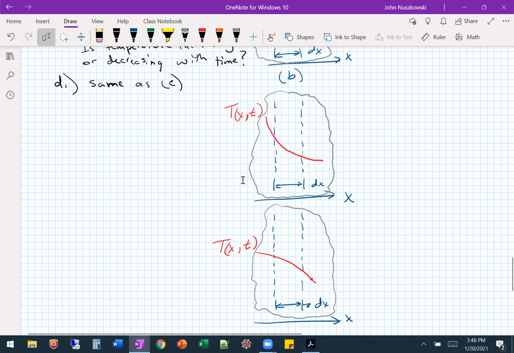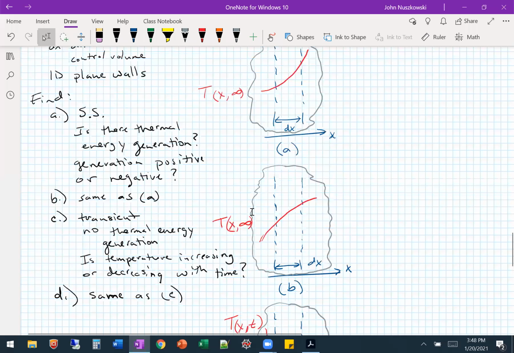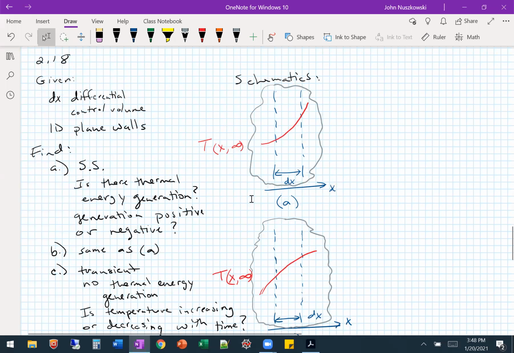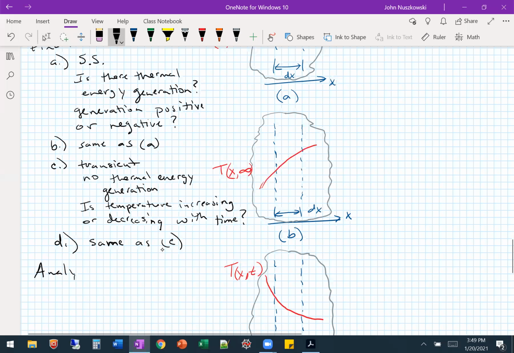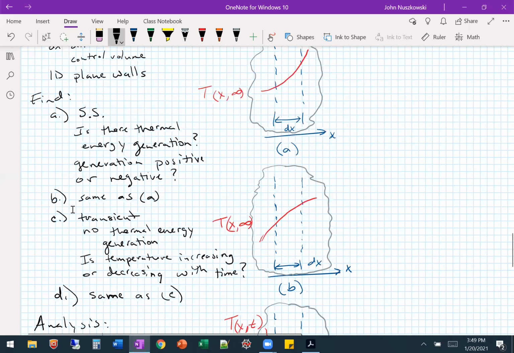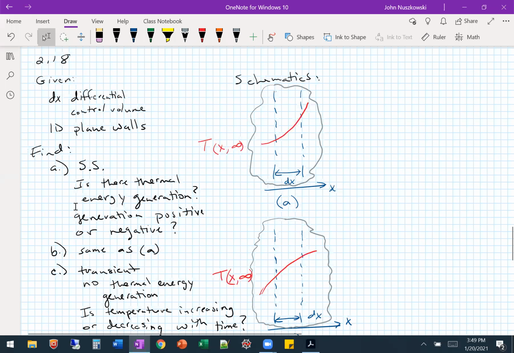All right, so we got these four schematics, and they got different kind of questions. A and B are asking kind of the same question to those problems, and then C and D are asking the same thing to those two schematics. So for part A, we have steady state, right? And it wants us to figure out, is there thermal energy generation, and then is that positive or negative, that energy generation? Okay, so where do we begin?